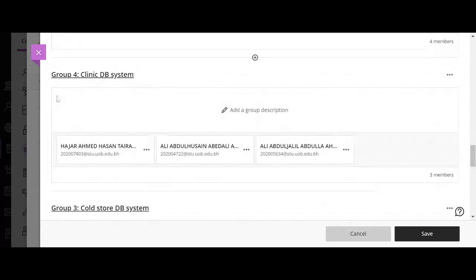Anyone from group number 4, please, guys? Let me check. Ali Abdul Jalil. Is Hajar there? Not there. Ali Abdul Hussein and Ali Abdul Jalil. Maybe. But let me know, please, guys. Ali Abdul Jalil, are you there? Please let me know who is the 4th member for group number 4: Hajar, Ali Abdul Hussein, and Ali Abdul Jalil.